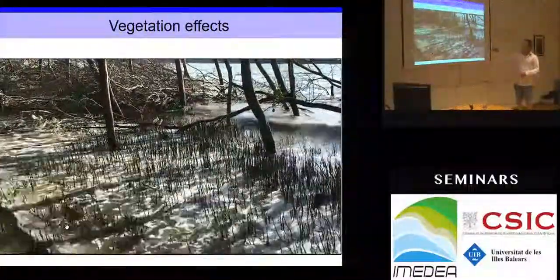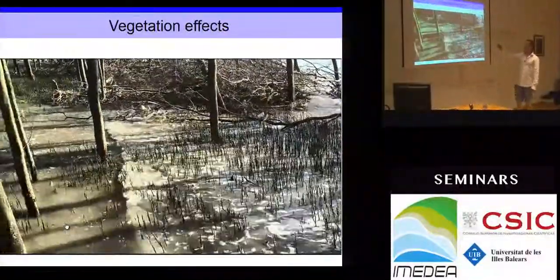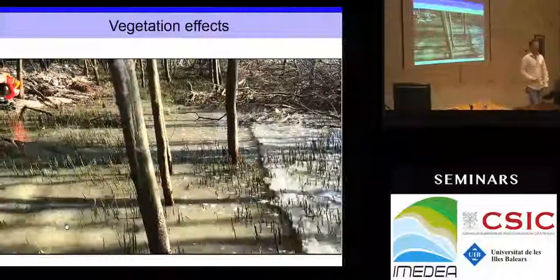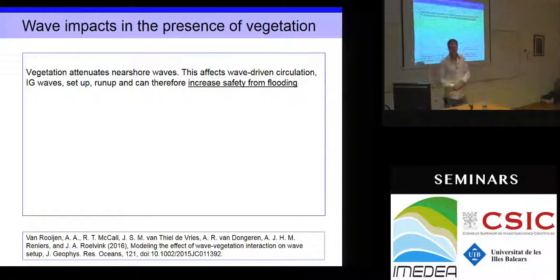Well, this is to give you an idea that if you have vegetation, in this case the roots of the mangroves, you can see that a lot of the energy of the waves is dissipated through the interaction with the vegetation. Because of that, it can help in protecting the coast. So if we can come up with a system where the vegetation attenuates the wave, so it makes the wave smaller, then it also will affect things like the setup, but also infragravity waves, runup, and therefore coastal safety.